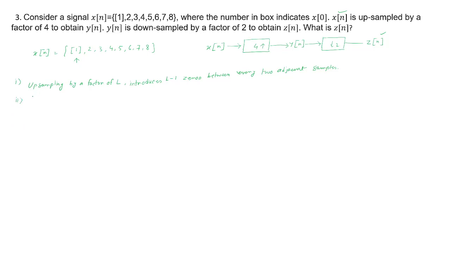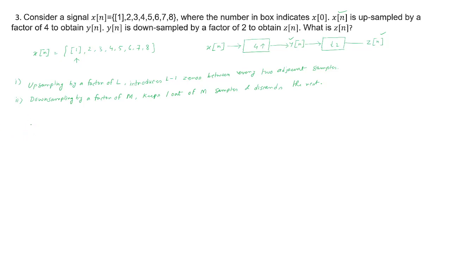And second principle which we are going to use, these two are very basic, very fundamental, but also at the same point of time very important: downsampling by a factor of M keeps one out of M samples and discards the rest. So first we are going to find the sequence of the upsampler block, that is yn, the intermediate sequence, and then we will proceed to zn.